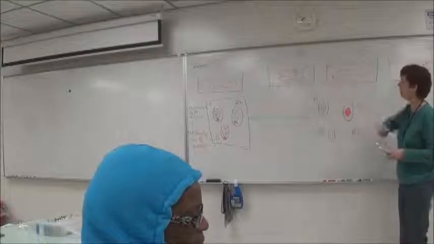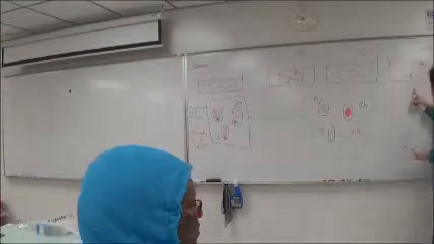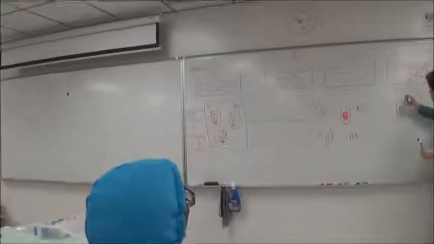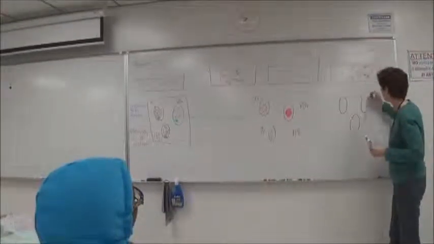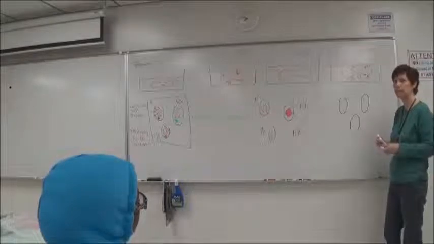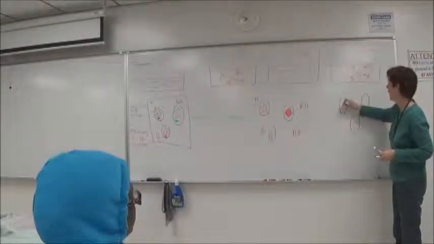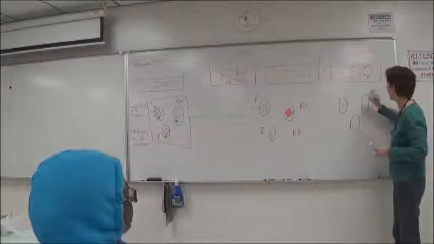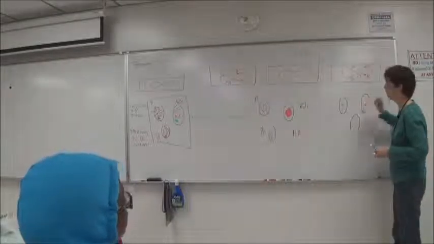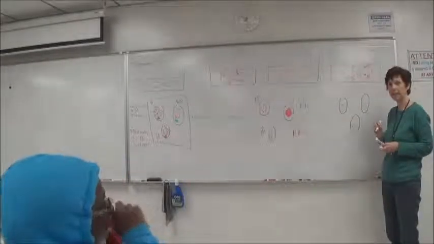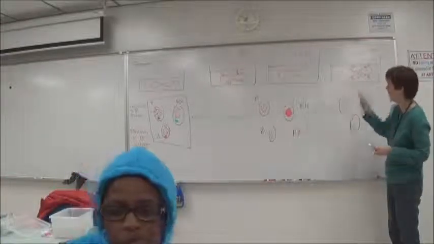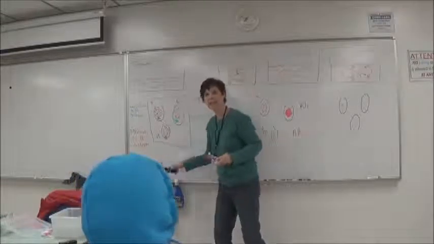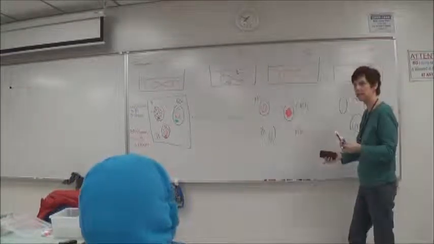Okay? Now, let's take a look at this one here. What would you expect this one to look like? All of them are there. I would have agglutination for A, I have agglutination for B, and I would have agglutination for D. Okay? O negative, nothing. Nothing would agglutinate, because I wouldn't have any antigens.